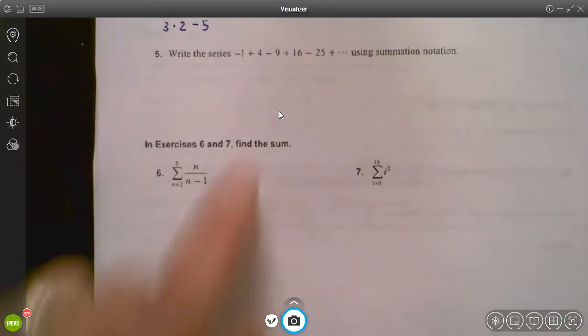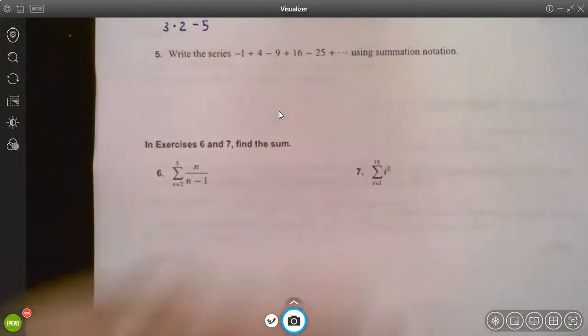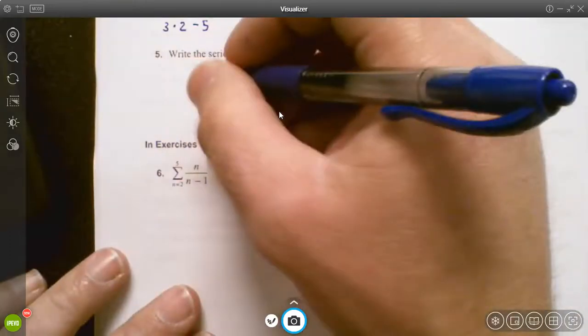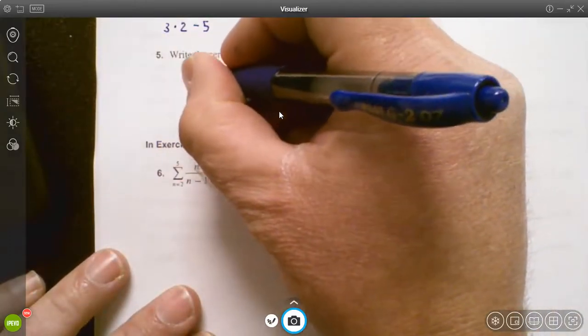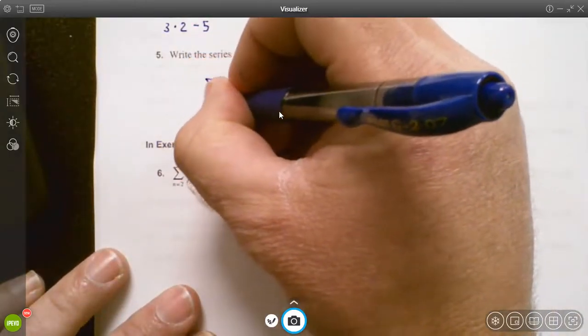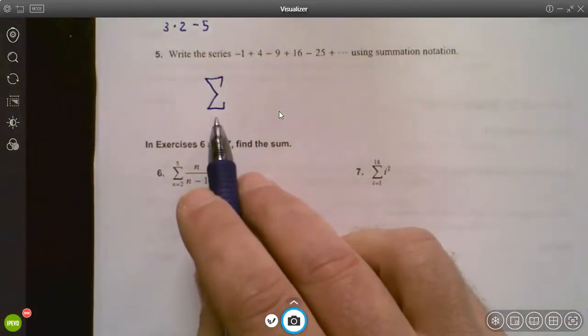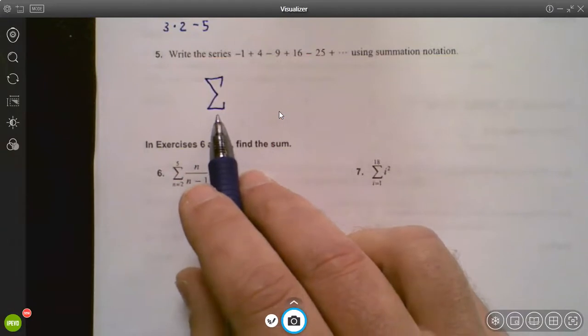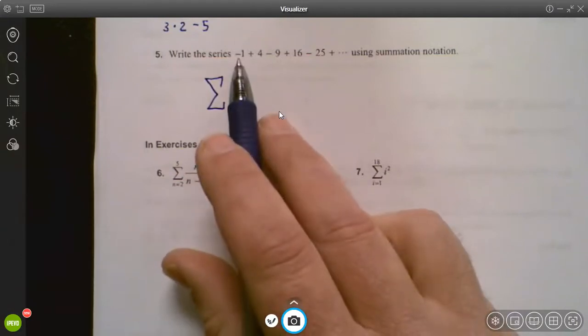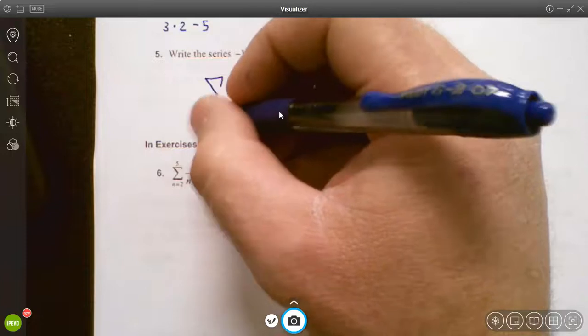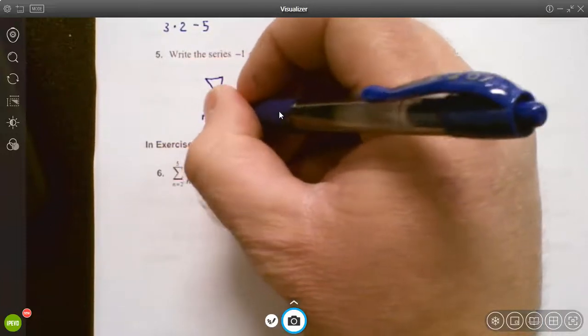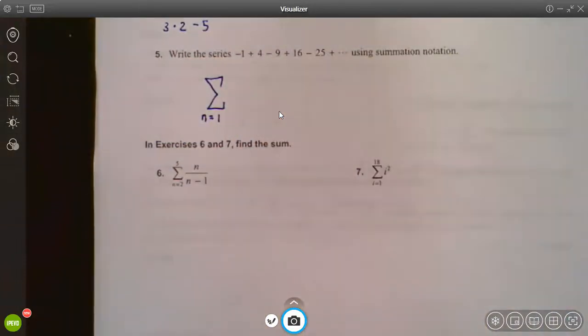Okay. I mentioned summation notation earlier. Summation notation is where you have the Greek letter sigma, which looks like this. And on bottom, we're always identifying which term we're starting with. Well, in just about all cases, we're going to start with the first term. And so we're going to say n equals 1. Just to note that, yes, I'm starting with the first term.